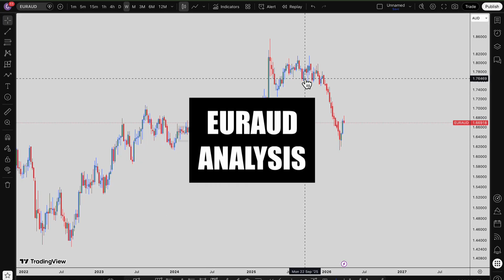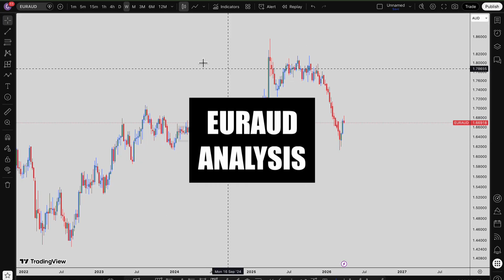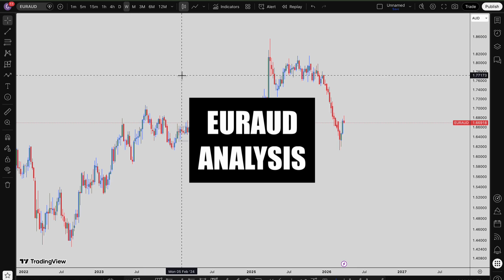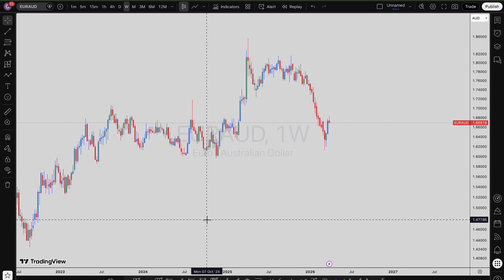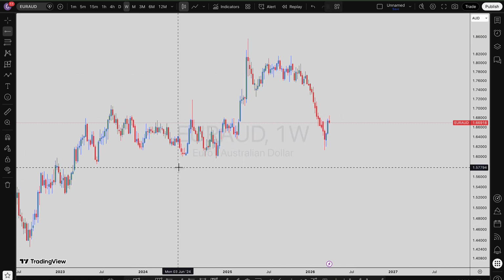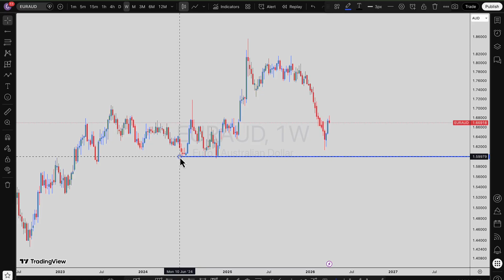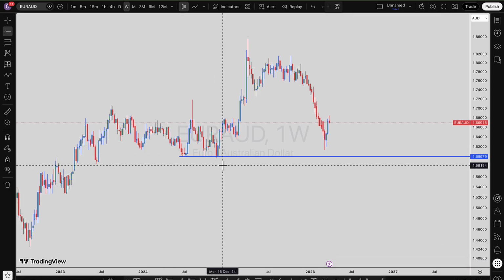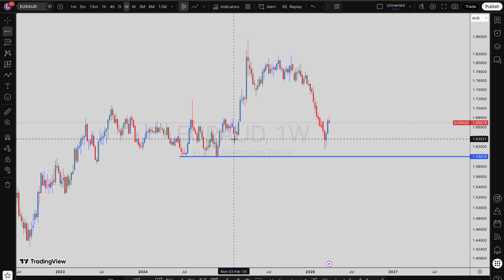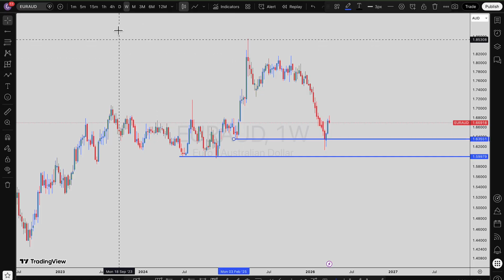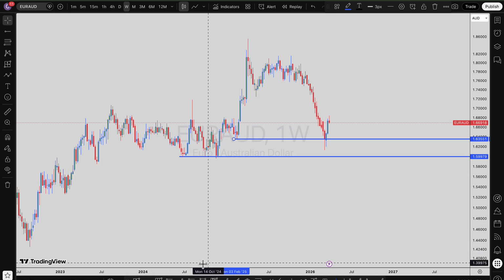Here comes the euro paired against the Australian dollar. So we are on the weekly chart. The first thing you know, guys, is to mark our key level. Our technical key level is the first thing. We have a key level structure at 1.59979. We have another that is a support. We have another level at the bottom of the 1.63551.